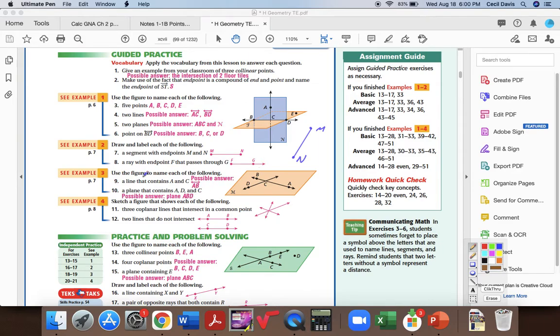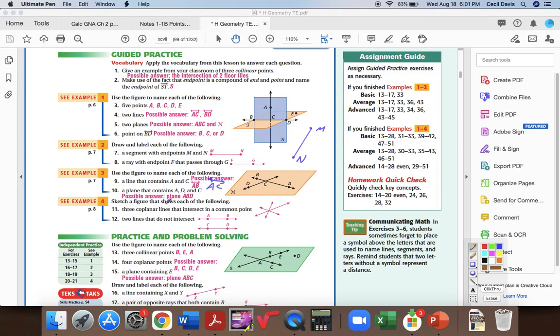Number 9, a line that contains A and C, and they called it AB, which is fine, but you don't even have to look at the diagram. If you read this sentence, a line that contains A and C, well, the most natural name for it is line AC.